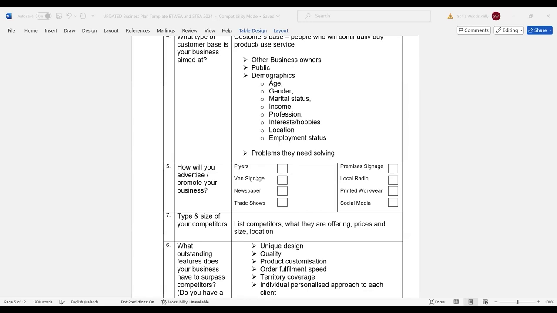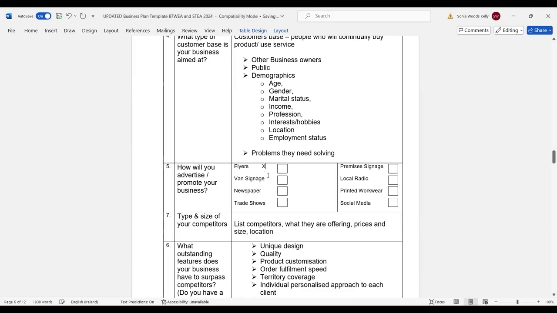The next question here asks how you will advertise or promote your business. How are you going to make customers aware of your products or services? So what you need to do is tick the following advertising methods that you are going to undertake. It's a little bit difficult to get an X in the box here, but if you just put your cursor here before the box and just put in X here.